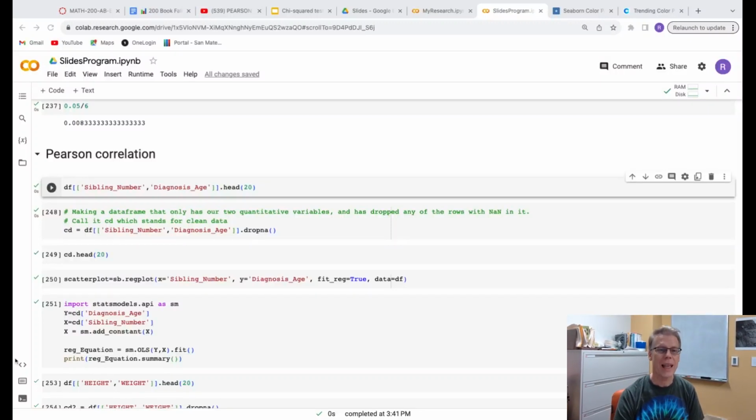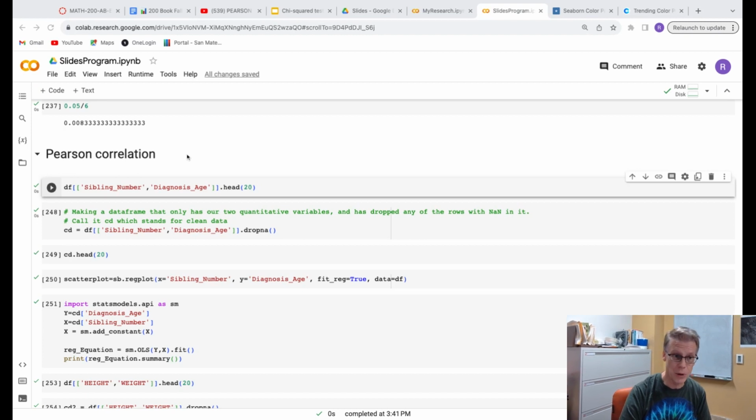Congratulations, you have made it to the last topic. This is the end of the semester, and this is the last topic we're going to be learning in Python. So we're doing Pearson correlation, and that is trying to see if two quantitative variables are correlated.